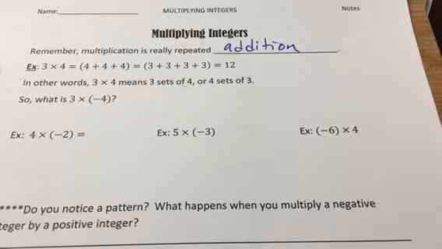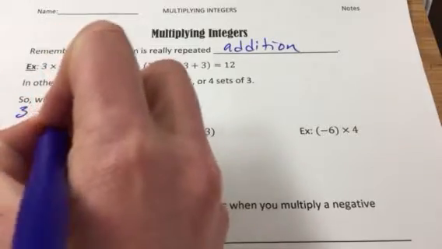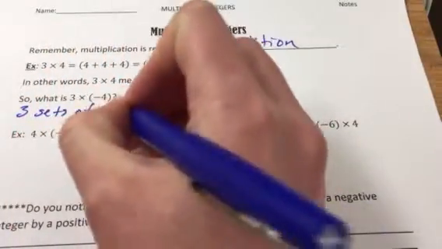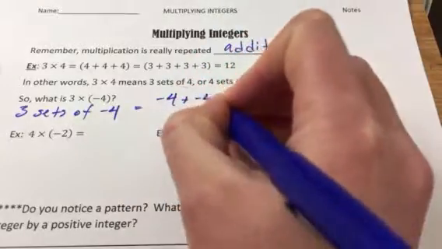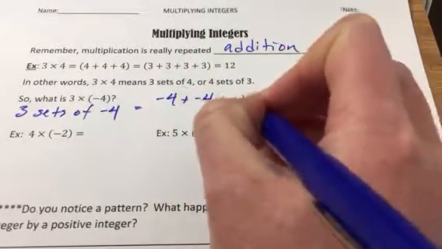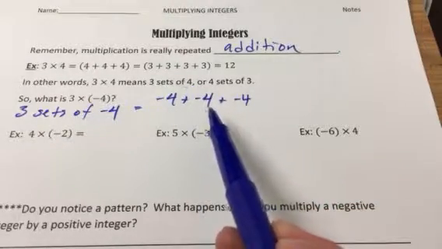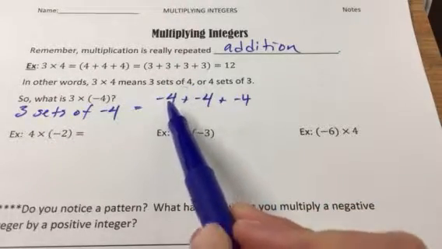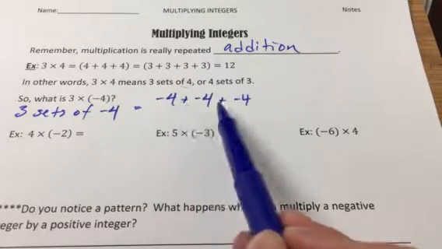So let's take a look now at what 3 times negative 4 would mean. Well, that would mean I'd have 3 sets of negative 4. So this would be equivalent to negative 4 plus negative 4 plus negative 4. Now remember, when we're adding integers, we think about our song for our shortcut. Same signs add and keep, different signs subtract. Keep the sign of the higher number, then you'll be exact.